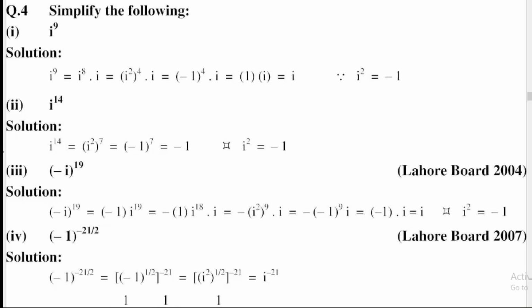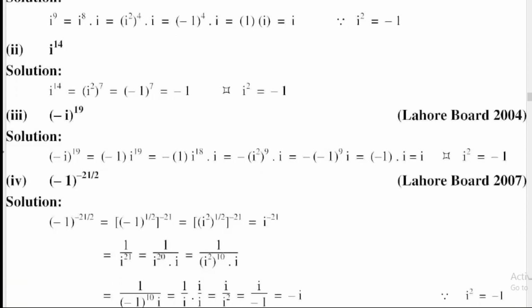So next, fourth part, that is minus 1 whole power minus 21 divided by 2. Minus 1 whole power minus 21 divided by 2 can also be written in the form of minus 1 whole power 1 divided by 2, and whole power minus 21. So under root of minus 1, that is minus 1 power 1 divided by 2, can also be written in iota form, since iota square is equal to minus 1. So the square 2 multiplied by 1 divided by 2 cancel. So iota power minus 21.